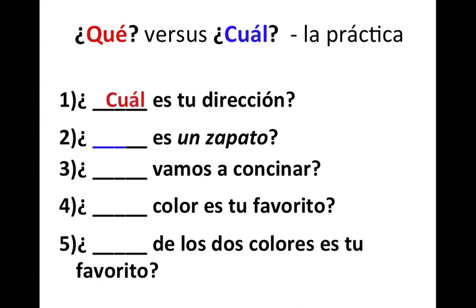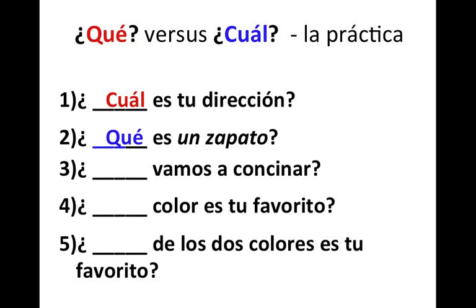Cuál, because the next word is a form of the verb ser, but it is not asking for a definition. Número dos: something is a zapato. What is un zapato? So you're asking for a definition. What is that word in English? And by the way, it's shoe.